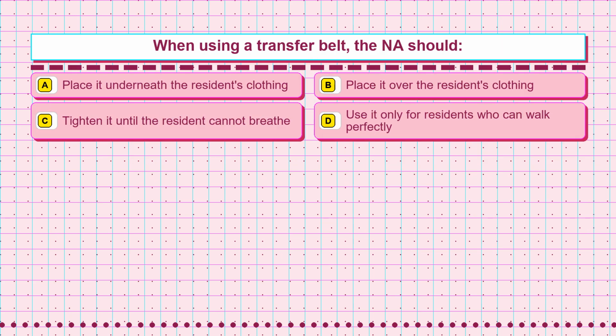Question 58. When using a transfer belt, the NNAAP should: option A, place it underneath the resident's clothing. Option B, place it over the resident's clothing. Option C, tighten it until the resident cannot breathe. Option D, use it only for residents who can walk perfectly.